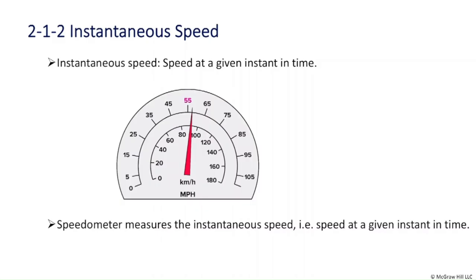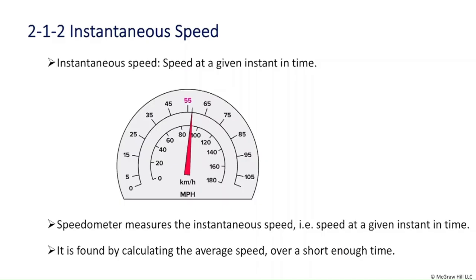So the speed at a specific moment in time is called instantaneous speed. So this is what your car's speedometer shows. So it tells you how fast you are going right now at the very instant. And we can also calculate instantaneous speed by finding the average speed over a very short time interval, small enough to approximate the speed at that moment. So take a moment to think. Next time you look at the speedometer, that number is the instantaneous speed, not the average over your whole trip.